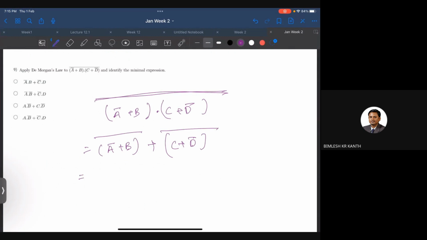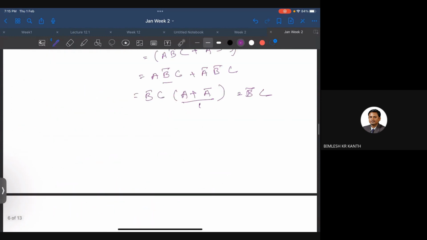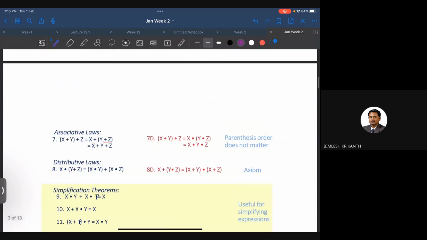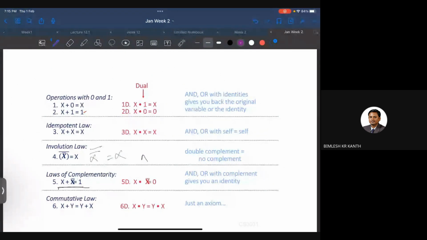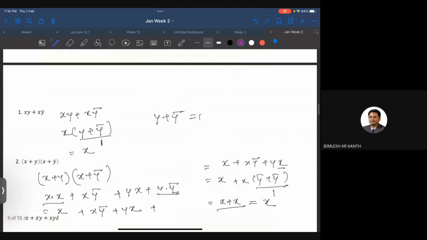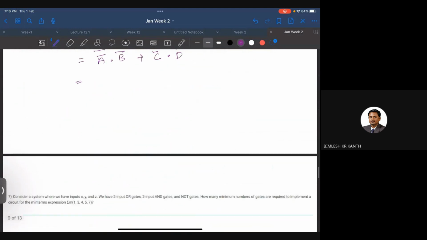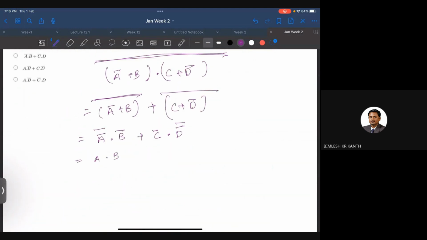Now again you can apply De Morgan's law, right? So it will be a bar bar dot b bar plus c bar, dot d bar bar. You can see that by the involution law, x bar double bar equals x. So this will be a dot b bar plus c bar dot d, again by the involution law. So this will be the correct one.